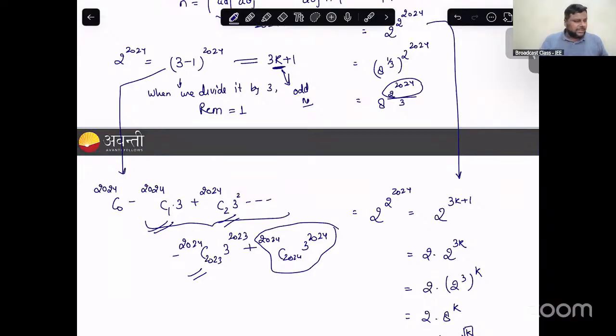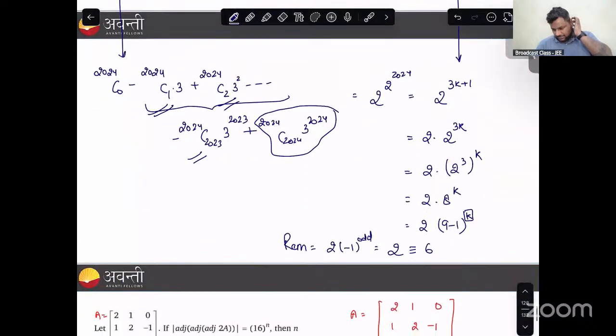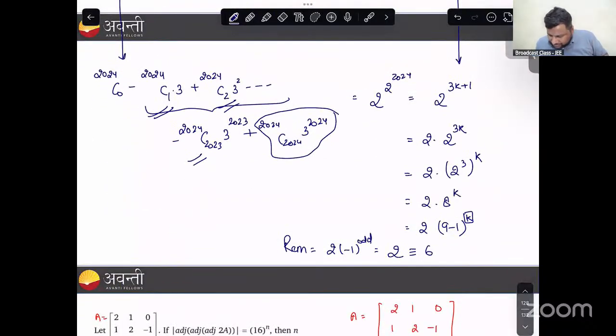Understood? Anybody? Sorry, the remainder is minus 2. We are dividing by 9, na? So with 9, the answer is 7.